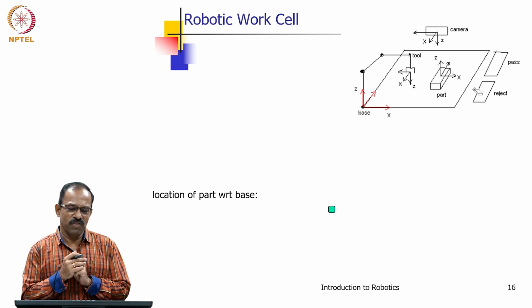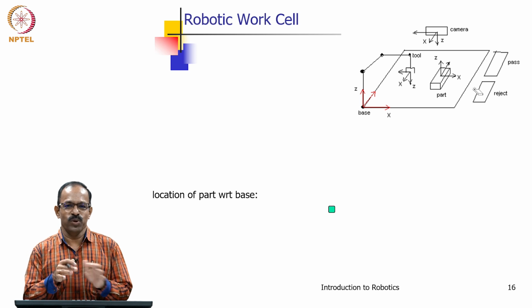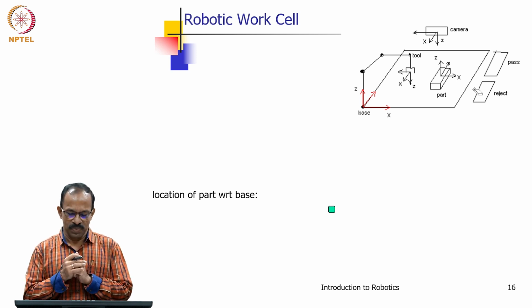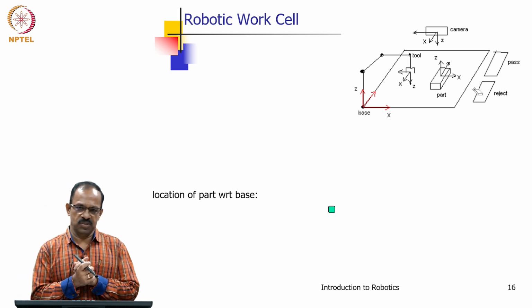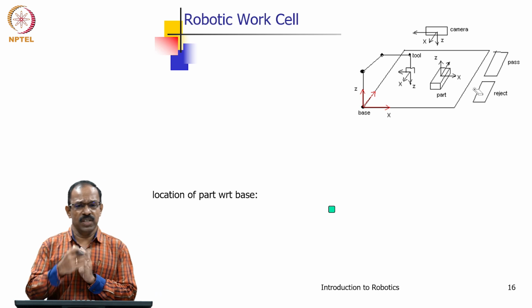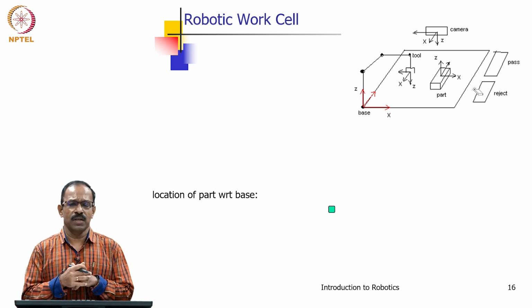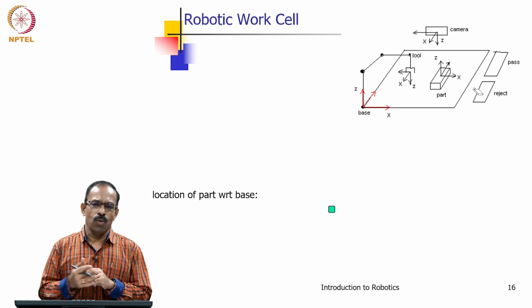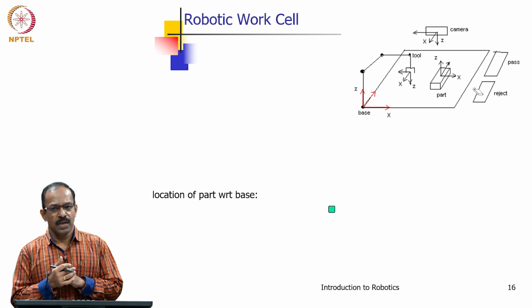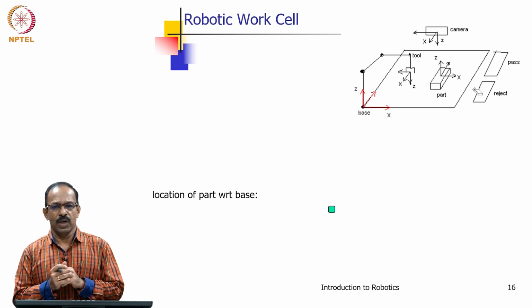So, to give you a very brief idea of what all these kinematics are doing in the robot or in the industry, let us take a very simple example of a robotic work cell. As I mentioned in one of the classes, a robot alone can't do any work. We need to have something around the robot, as a system, in order for the robot to do some meaningful work, and that work environment is called a robotic work cell.